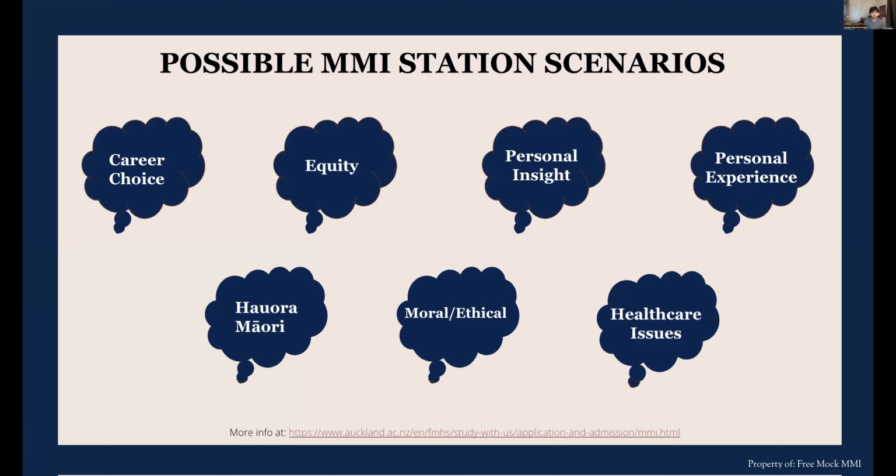So these are some of the stations that you might face. There are 8 total stations in the MMI. One of those is a police vetting station, so that's why it's not included here. It's sort of like a break station. So the possible stations that you can get are career choice, equity, personal insight, personal experience, hauora mauri, moral, ethical, and healthcare issues. And oftentimes each question can have a bunch of different things seasoned into them. They're not always so clean cut.